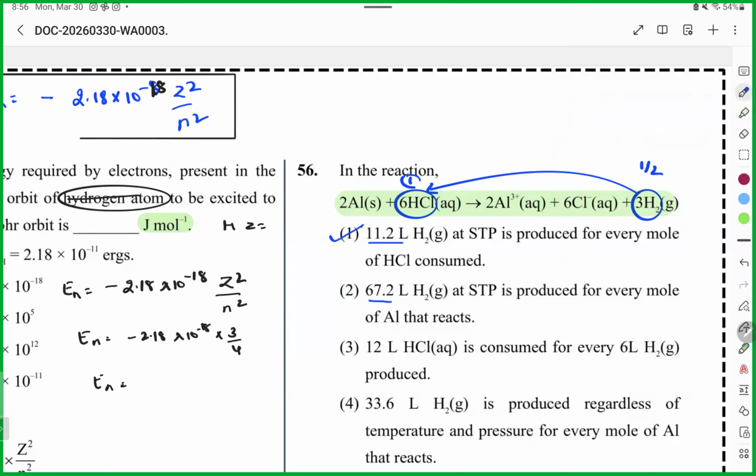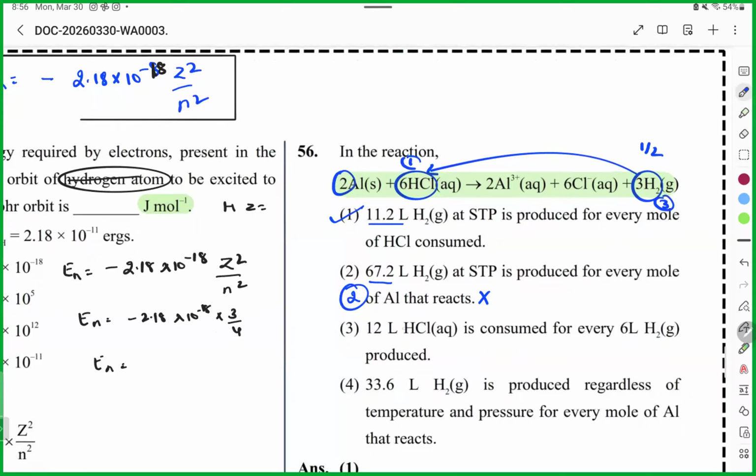67.2 liter, it means if you take 3 mole of this, aluminium should be 2 mole. This is wrong because it should be 2 mole of aluminium. If hydrogen is 3, aluminium should be 2.